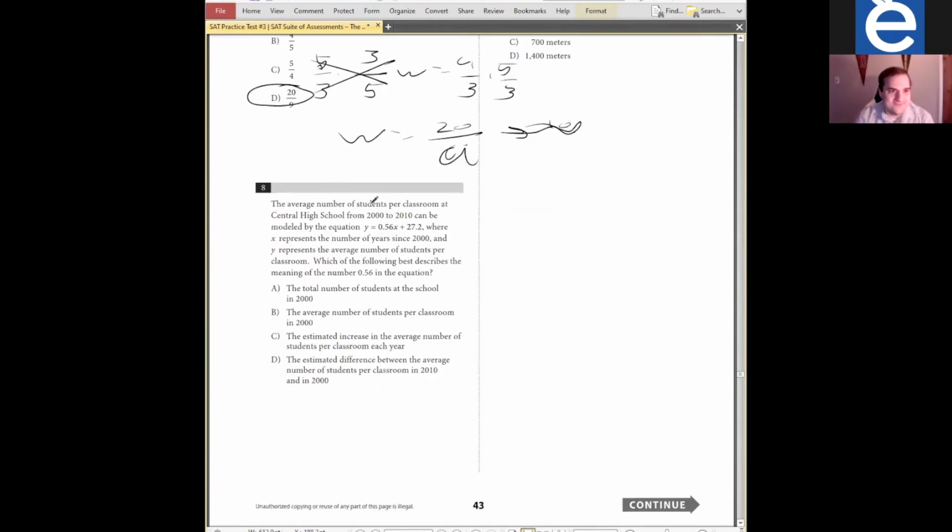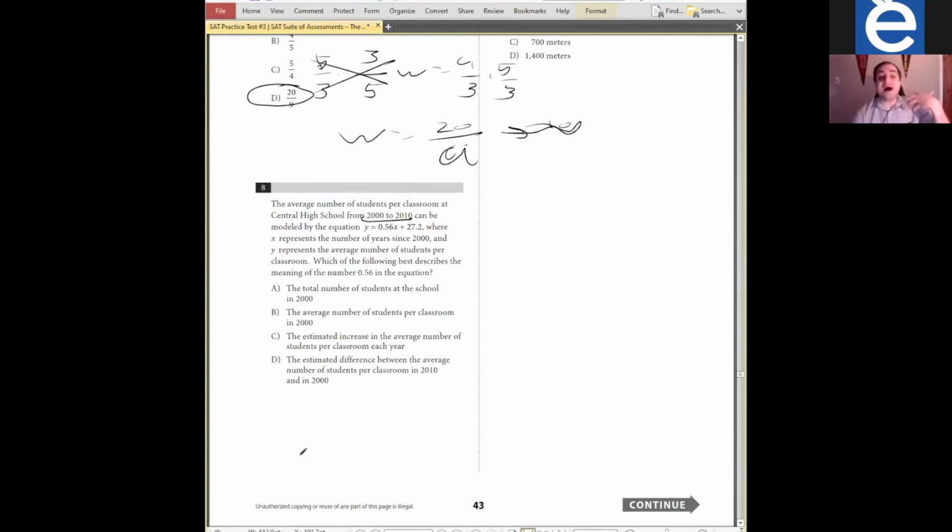All right, does anyone have any questions on anything so far? The average number of students per classroom at Central High School from 2000 to 2010 can be modeled by the equation y is equal to 0.56x plus 27.2, where x is years and y is the average number of students per classroom.